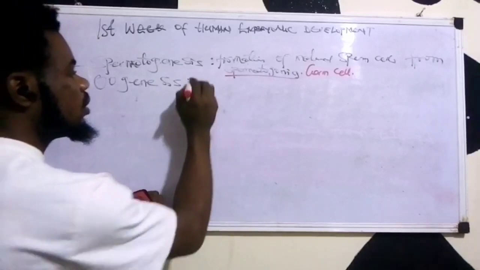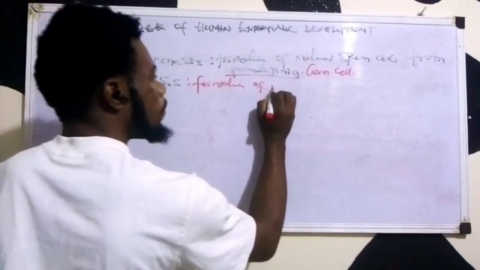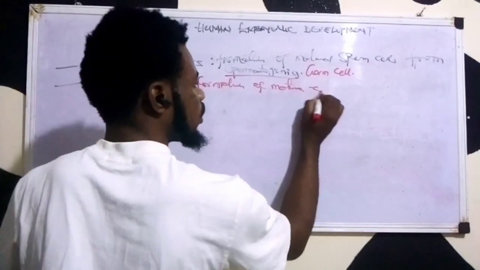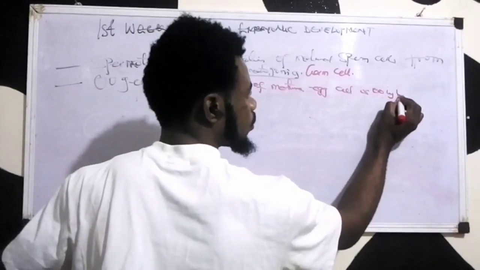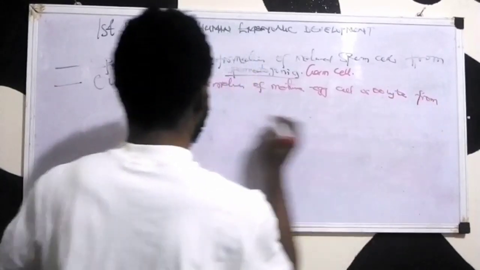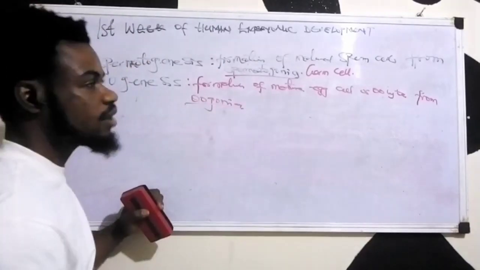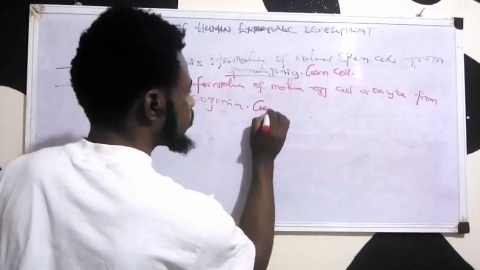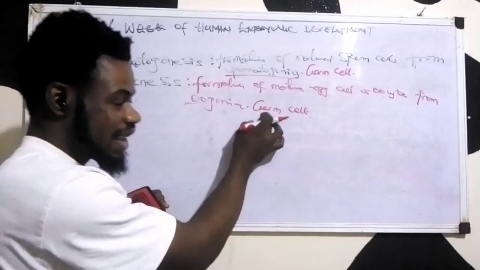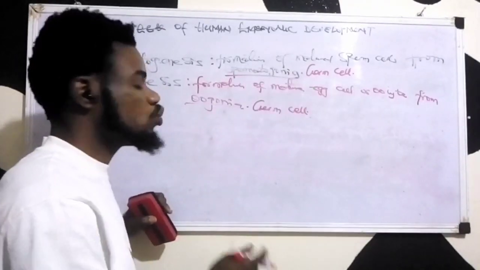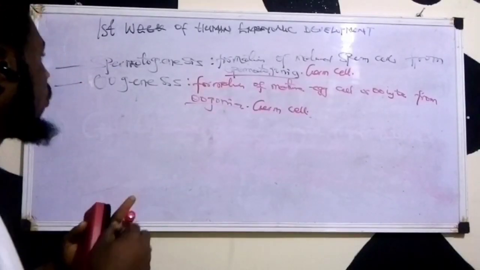Also, oogenesis is the formation of matured egg cell or oocyte from oogonia. Oogonia is also a germ cell. Like I said earlier, it has the ability to differentiate into other cells. Now, these are the two major types of gametogenesis.